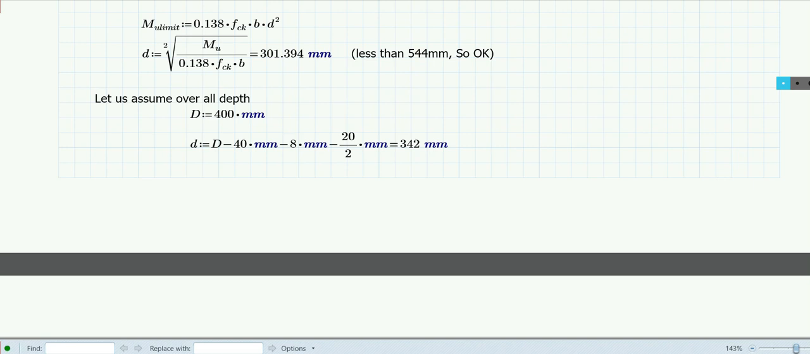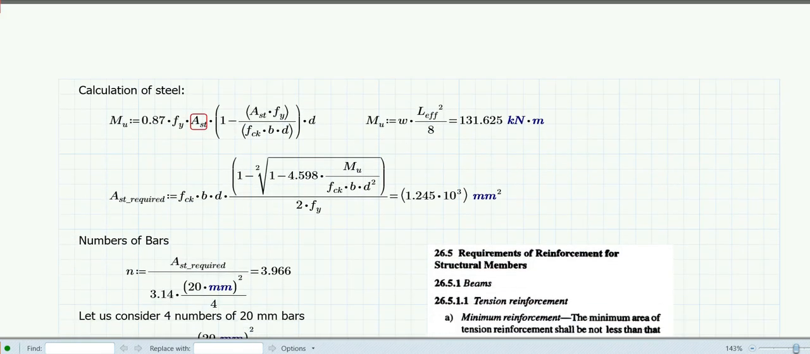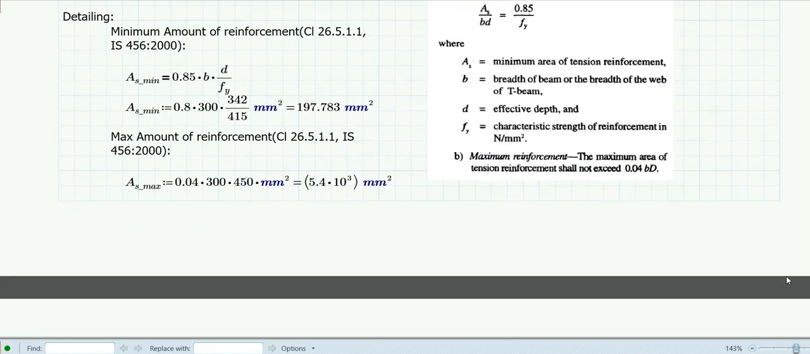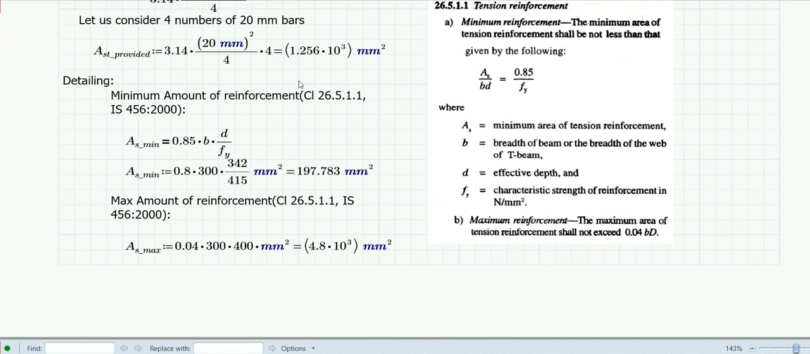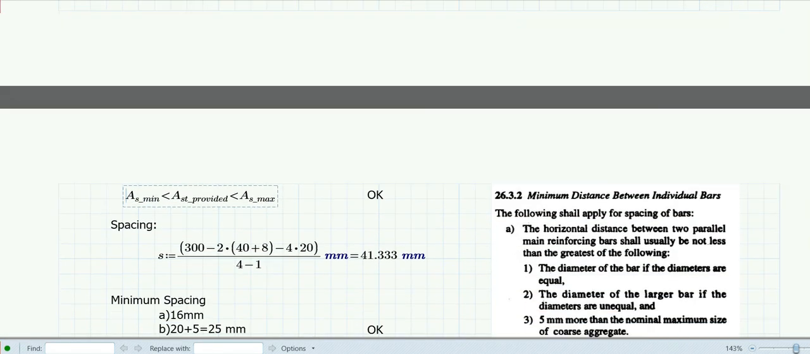These we have assumed 400. So yes, here I've used 450. It should be 400, but still it is okay because this is 4800, which is still more than the maximum value of whatever we have provided. So now it is okay. So we have used 400.